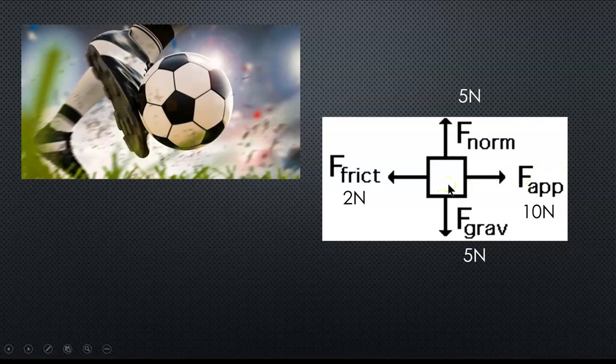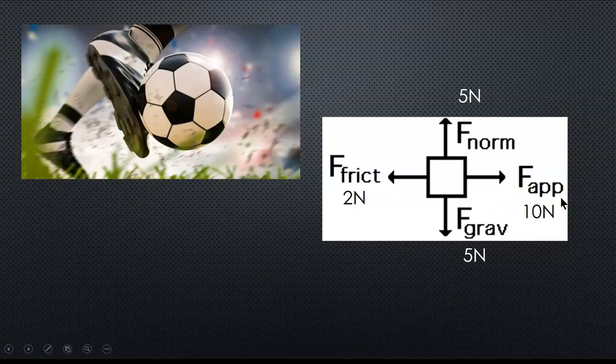So maybe there's resistance being put on by the grass or the dirt, whatever it's being kicked on, and that's providing friction. And that's sort of fighting back in the opposite direction to the kick. So if we have 10 newtons of force going to our right and 2 newtons of force going in the opposite direction, we know that our net force is going to be 8 newtons, 10 take away 2 is 8, going to the right. So our force diagram would result in 8 newtons of force going to the right.